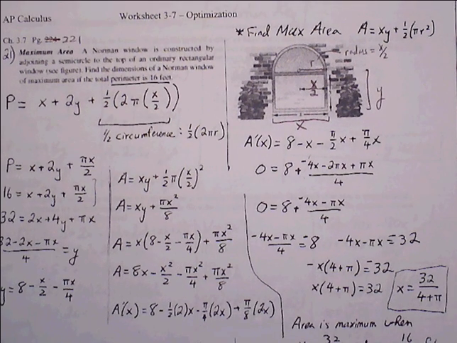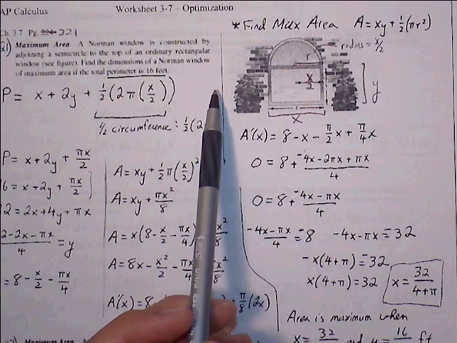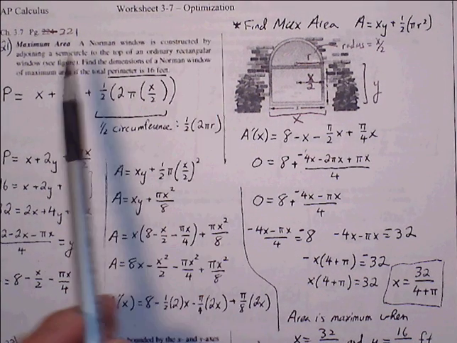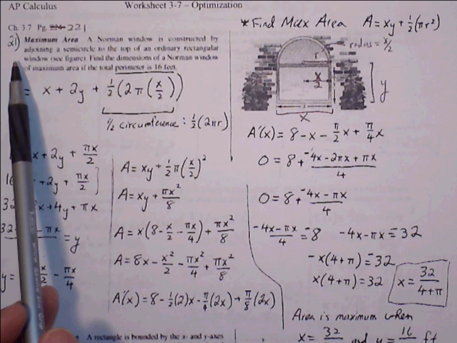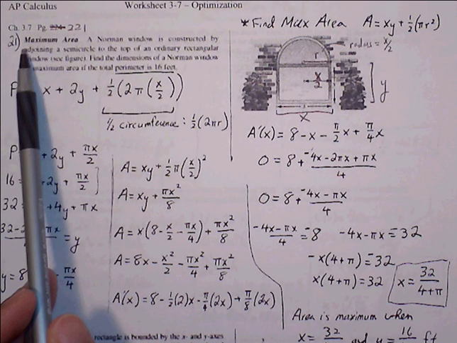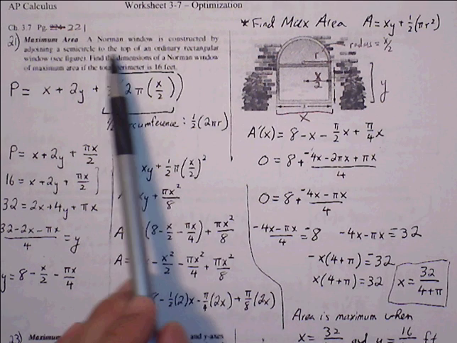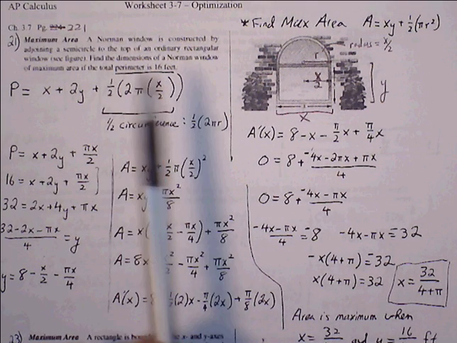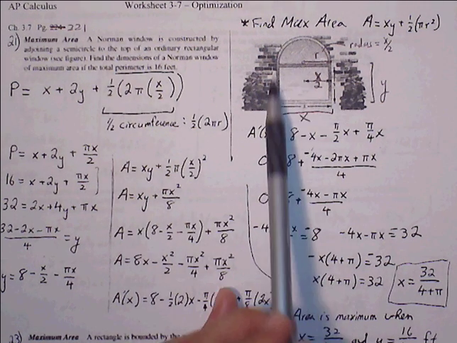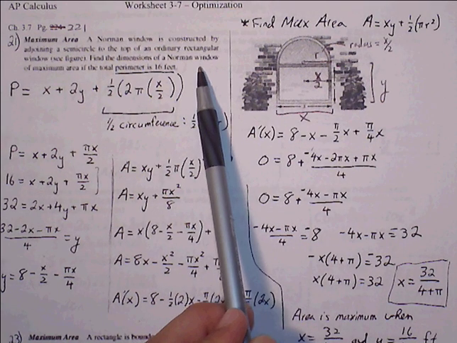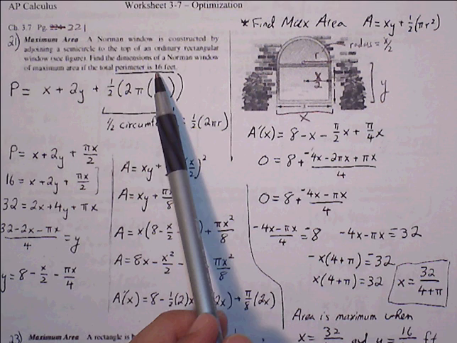All right, these are two select problems from section 3.7 in the textbook. This is number 21 and number 23, so page 221. Number 21: a Norman window is constructed by adjoining a semicircle on top of an ordinary rectangular window. Find the dimensions of the Norman window of maximum area if the total perimeter is 16 feet.